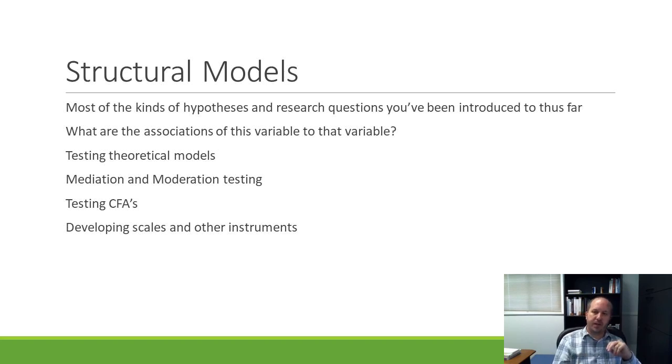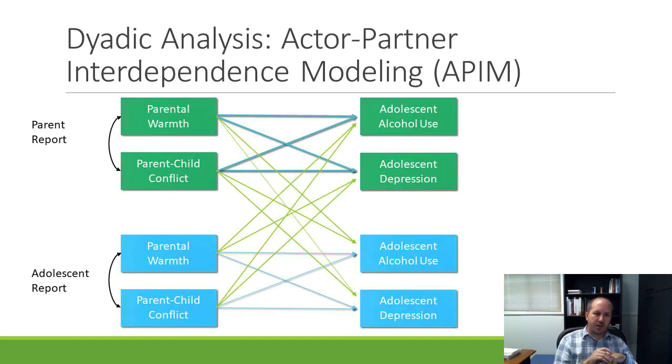The next kind of model I want to talk to you about is APIM, so actor-partner interdependence modeling. This is dyadic analysis. So in this, what we do is we take the model. This is the same model we had on the last slide, but we're going to replicate this model again for parents and adolescents, so a matched pair, or for anchors and partners, for spouses. We're going to test this model for both of them, and we're going to have actor paths and partner paths.